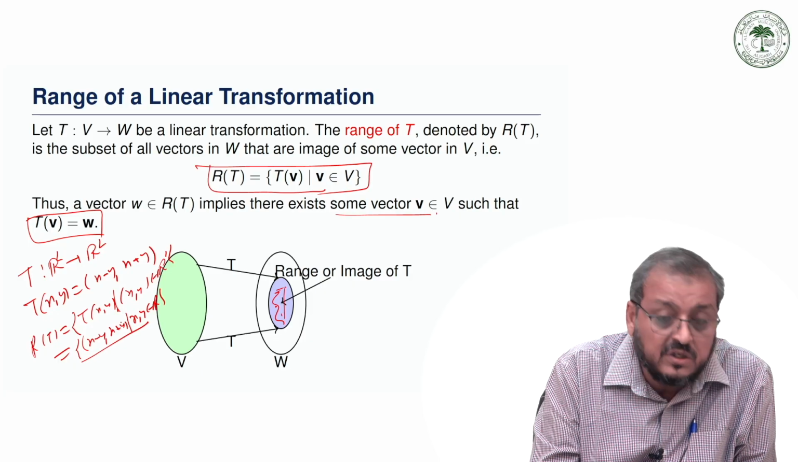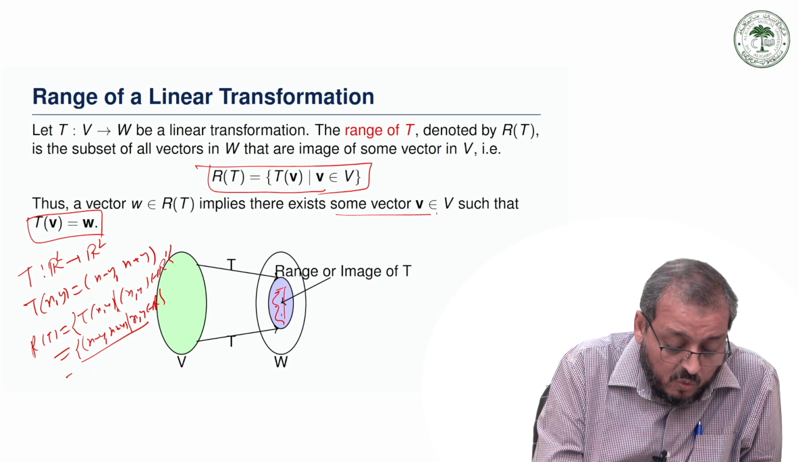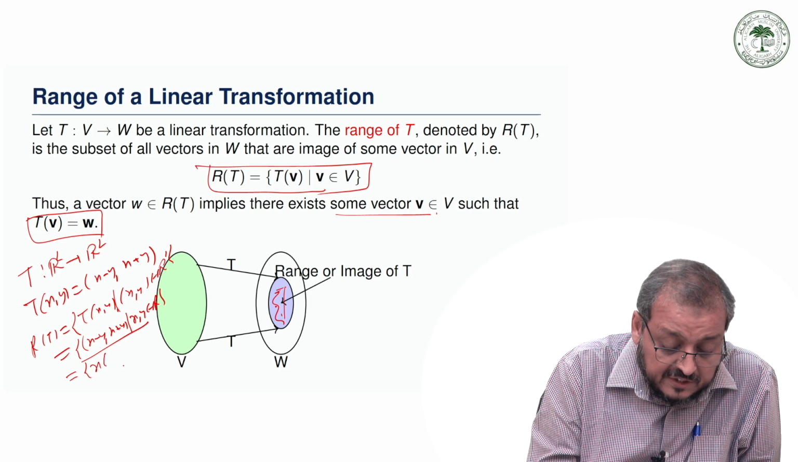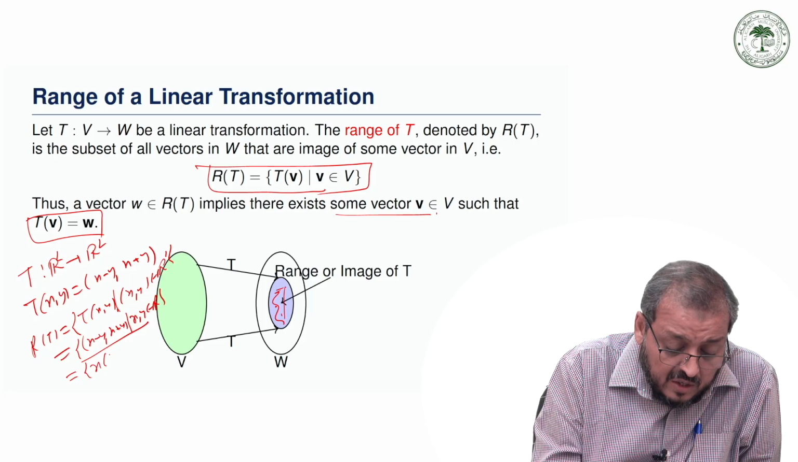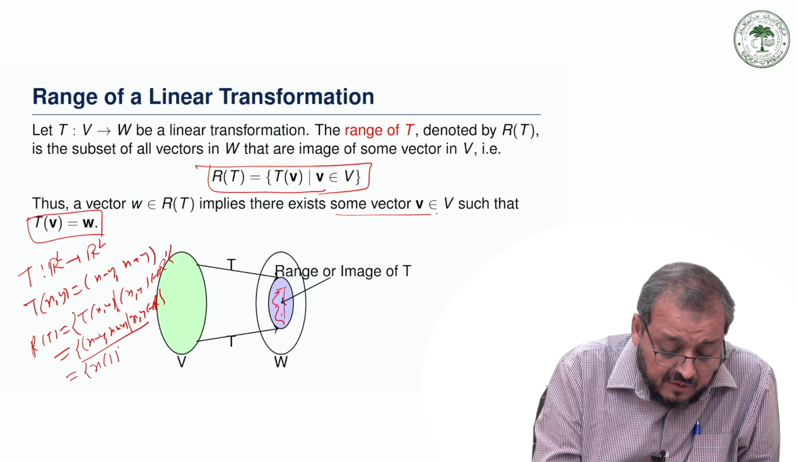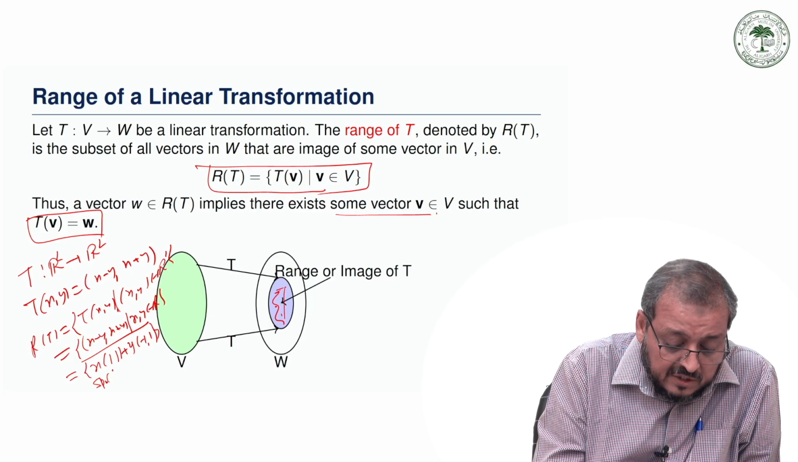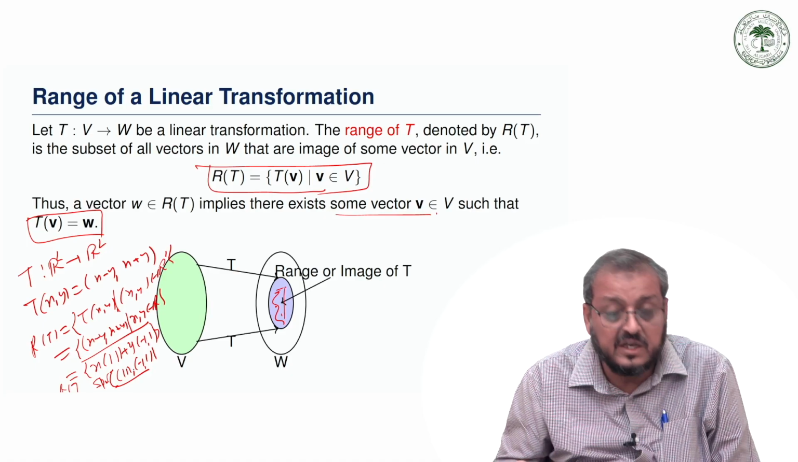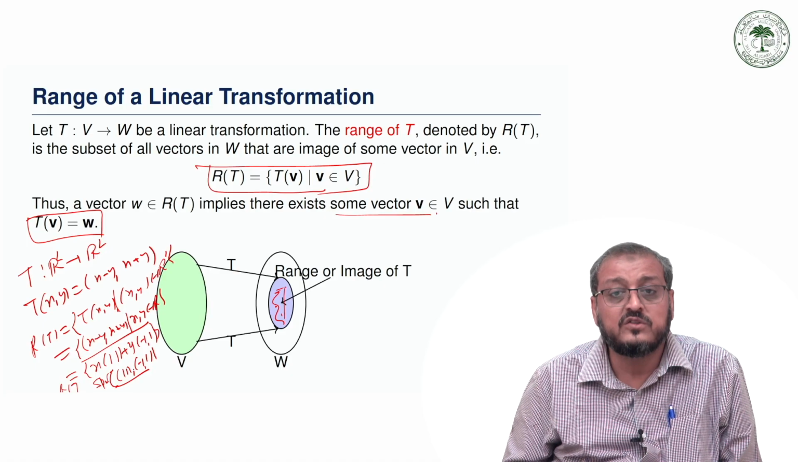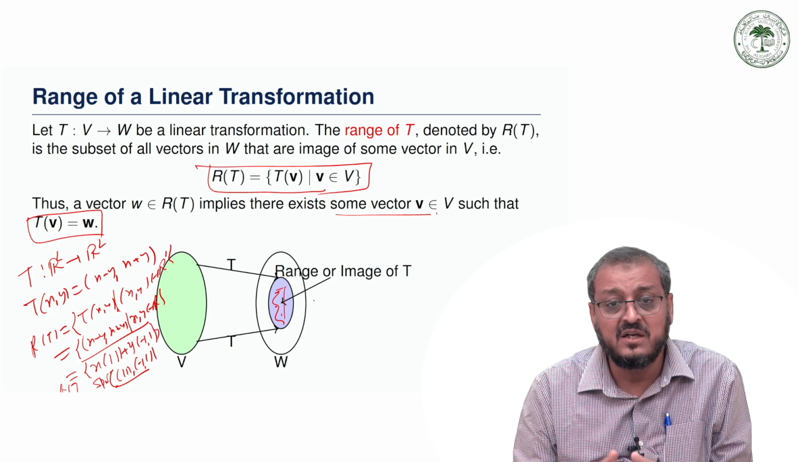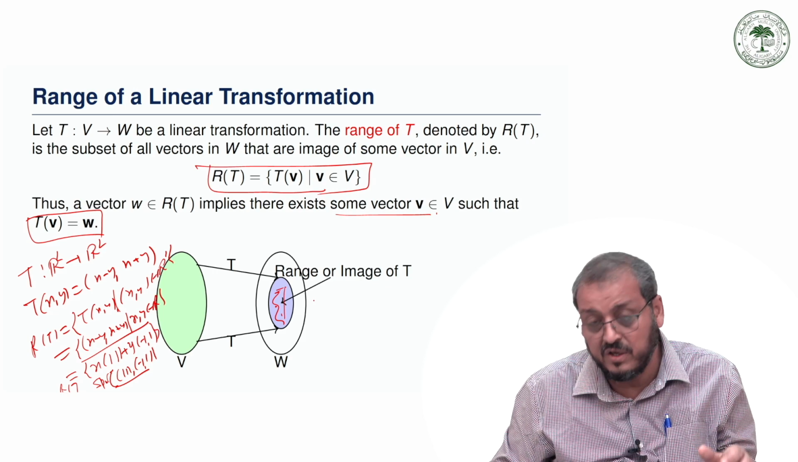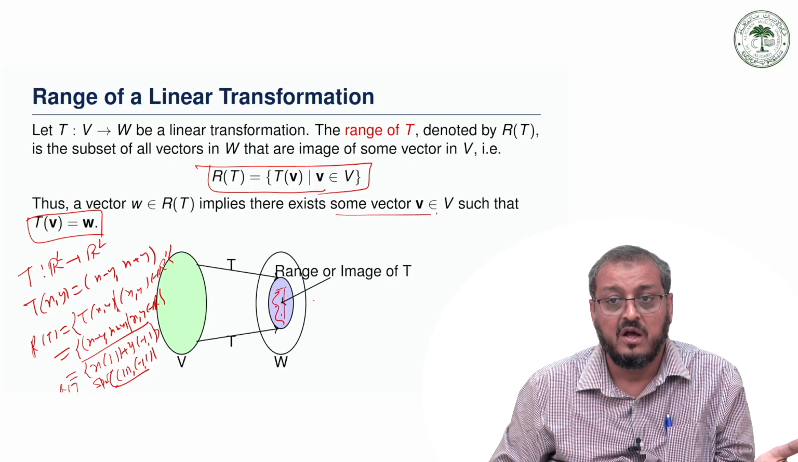So R(T) is a collection of all the elements of the form (x minus y, x plus y). This can be written as x times (1, 1) plus y times (minus 1, 1), and the span of this set is R(T). So R(T) is equal to the span of (1, 1) and (minus 1, 1). This way, R(T) is the collection of all the elements that are images under T.